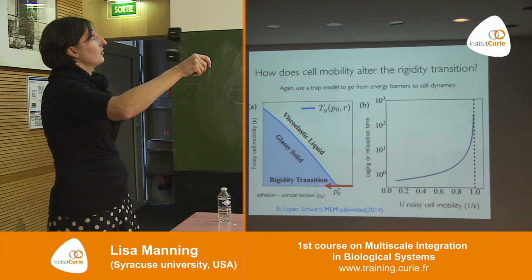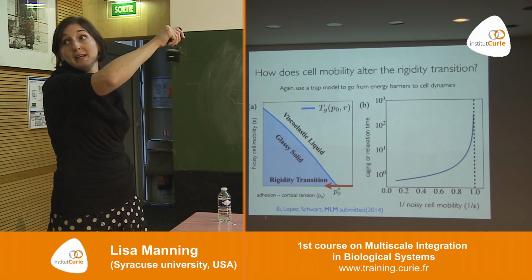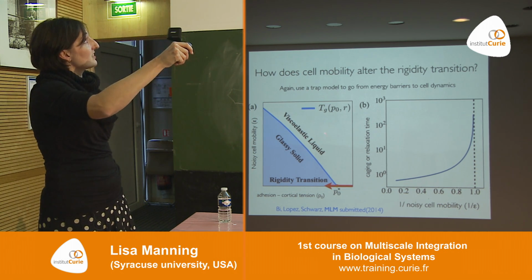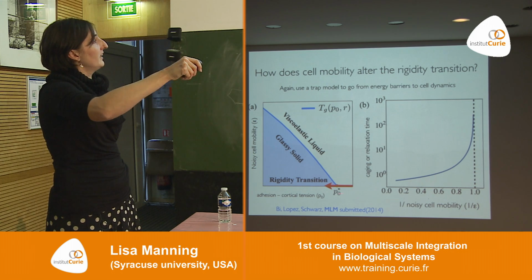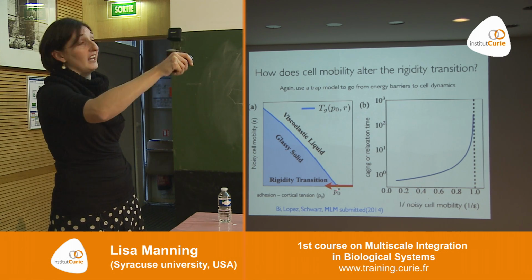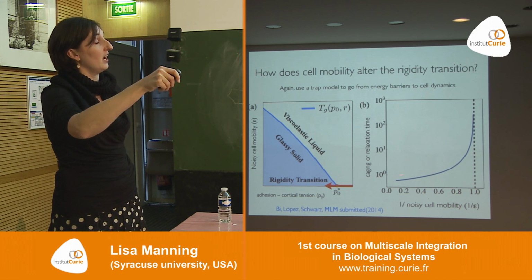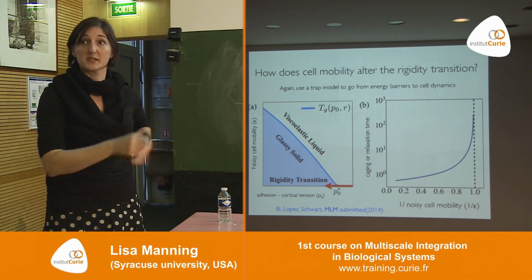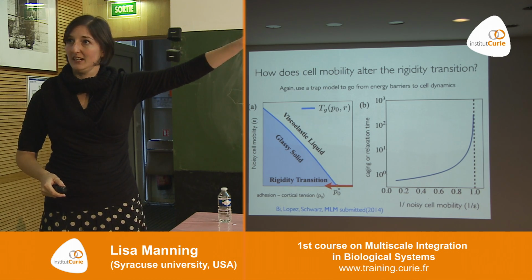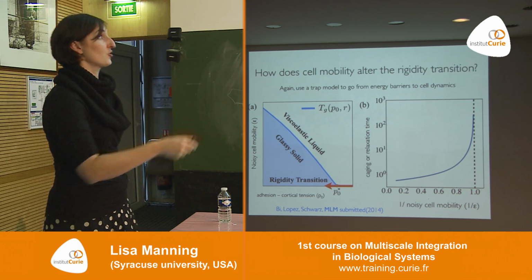But now I can also see what happens as I increase the cell mobility. And what I see is that there is, in fact, a transition from a liquid to a solid, and this line is an analytic calculation. I can also do calculations for the caging or relaxation time, and this has not been tested in an experiment, but it should be able to be tested in experiments, maybe if people are interested.